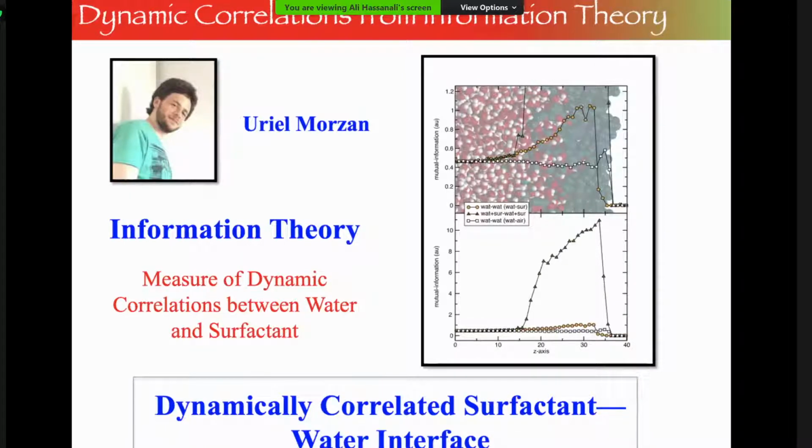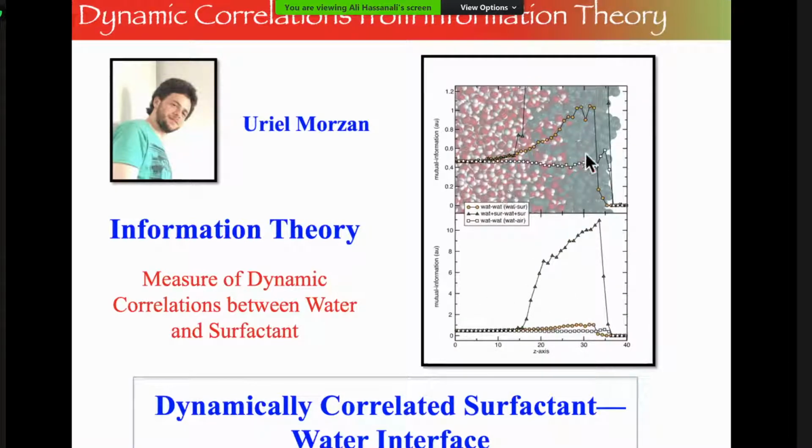Everything I told you up to now is a very static picture of the surfactant-water interface. And so we have a postdoc in the group who has an expertise in these modern ways of understanding correlations in big data. This is the area of information theory. And essentially what this allows you to do is to measure dynamic correlations between water and surfactant at the interface. And this is quantified in this picture here.